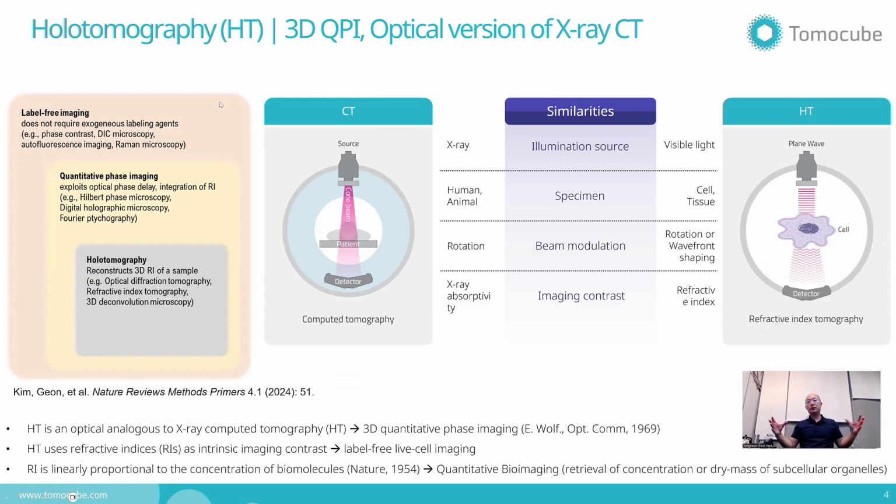And in order to give you the big picture, there is a body of label-free imaging techniques such as phase contrast, DIC, autofluorescence, and so on. They're all great techniques. And among them, if you utilize refractive index as intrinsic imaging contrast, this field is called quantitative phase imaging, or QPI. And as a subset, if you can reconstruct the three-dimensional distribution of refractive index, that is called HT. And there are many different techniques in terms of realization, like optical diffraction tomography or refractive index tomography, Fourier ptychographic tomography, and so on. And this is the term to include this field.